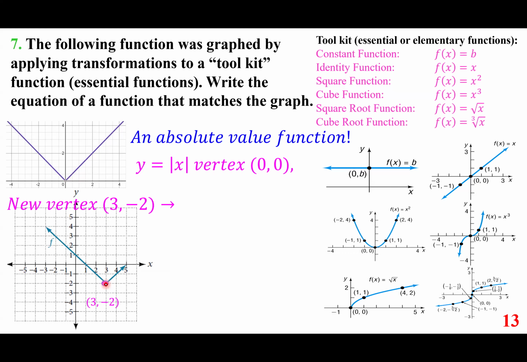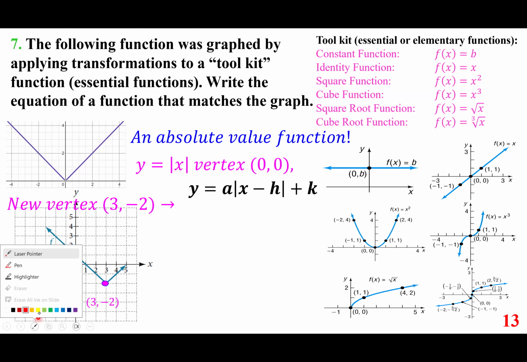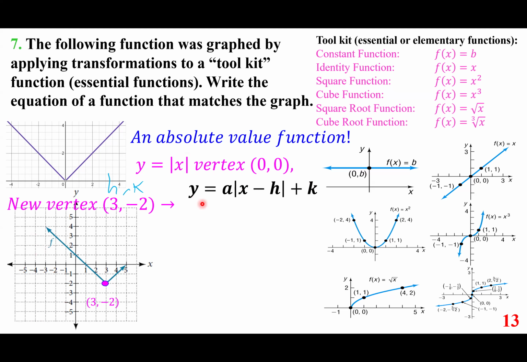And so it can give rise to the new function y equals a times the absolute value of x minus h plus k. This is h, this is k, everybody. Let me just write this. So y or f of x equals a absolute value of x minus 3 plus negative 2, or simply minus 2, because k is minus 2. So as you notice, we are almost done. We have everything except a. So how do you find a?